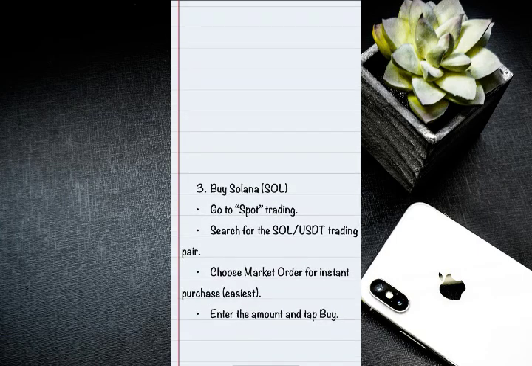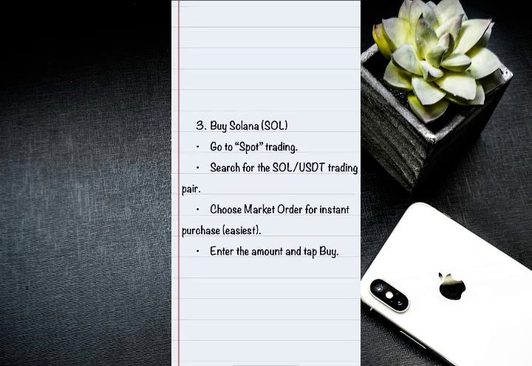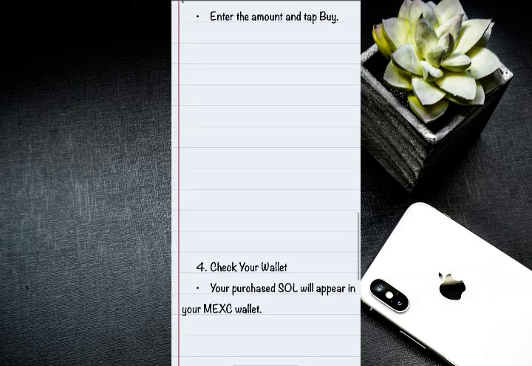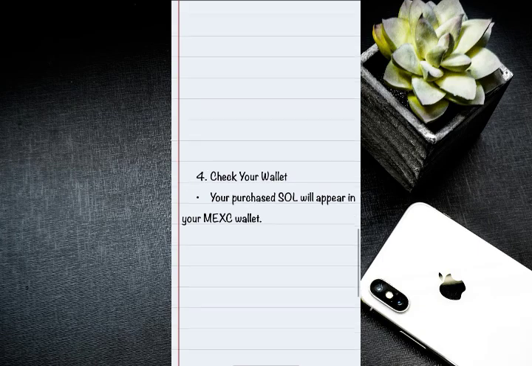Then after that, go to spot trading, then search for Solana USDT, which is the SOL USDT trading pair. Then choose the market order for instant purchase, which is the easiest. So enter the amount and tap buy. Then after that, check your wallet and your purchased Solana will appear in your Mexc wallet.